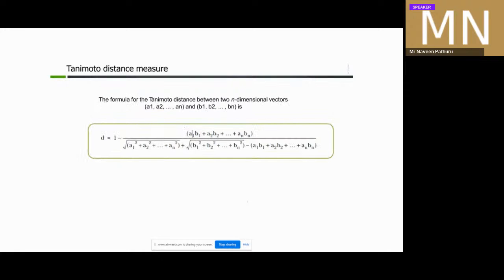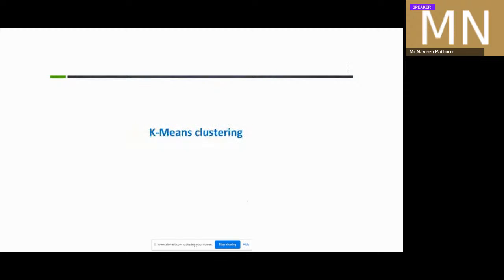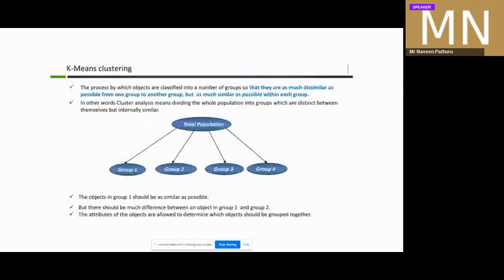Next one is Tanimoto distance. Again, I have never really used it, but that is a formula, just for your information, guys. You can explicitly tell an algorithm to use it, but generally you don't. You can directly go ahead and use the default ones, which are Euclidean distance or cosine, guys.